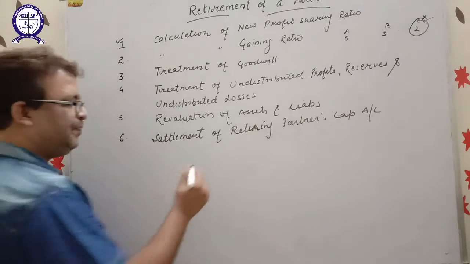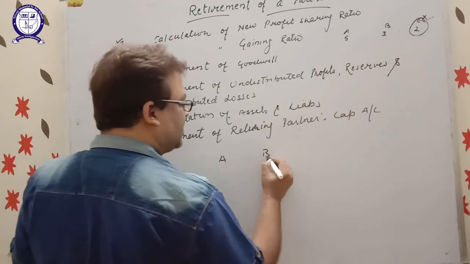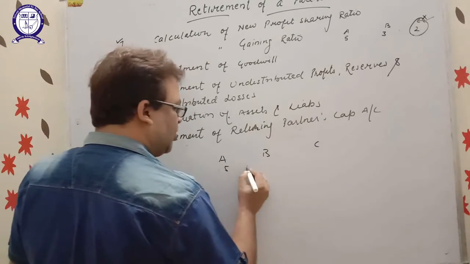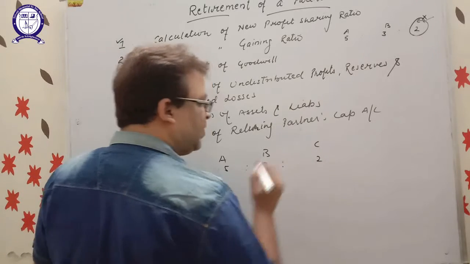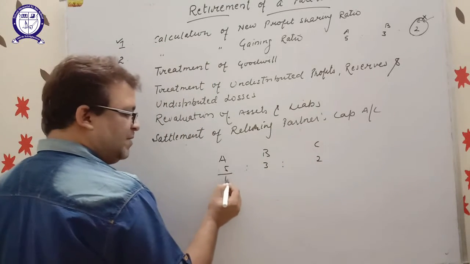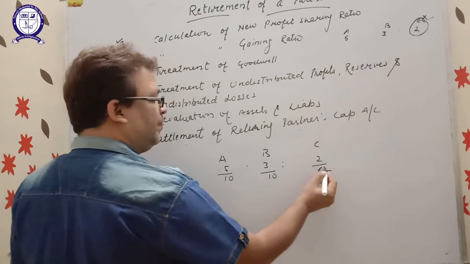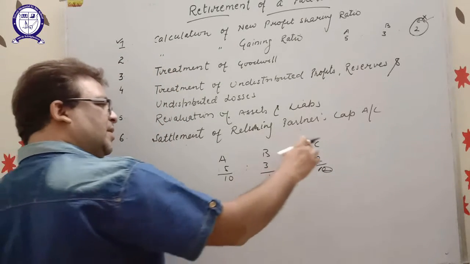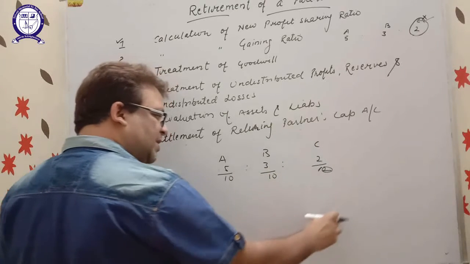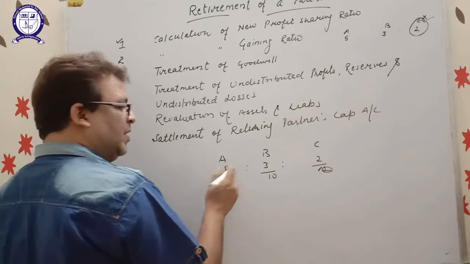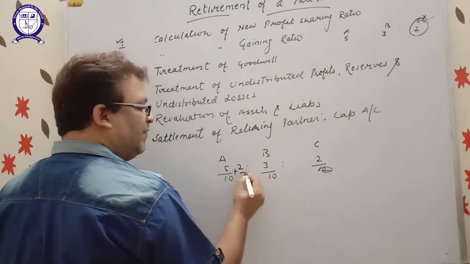Fourth condition: suppose there are three partners A, B and C. The ratio is 5:3:2, that means 5 by 10, 3 by 10 and 2 by 10. Suppose C is retiring and his share is taken up by A only. The ratio of A would be increased.